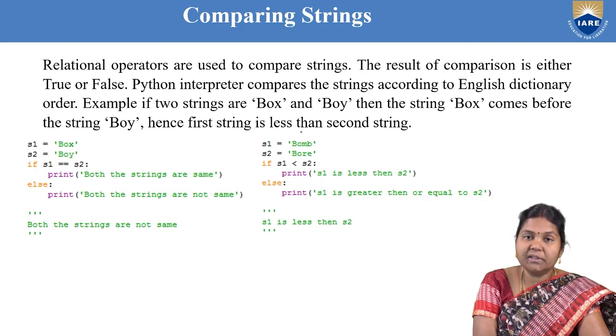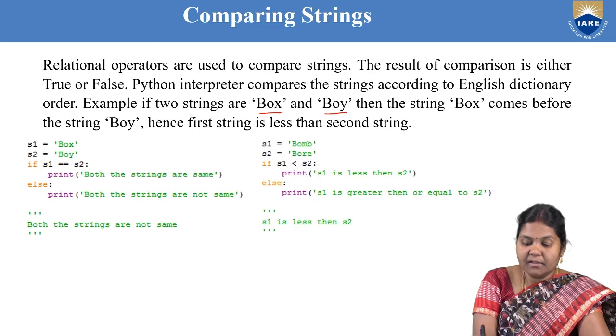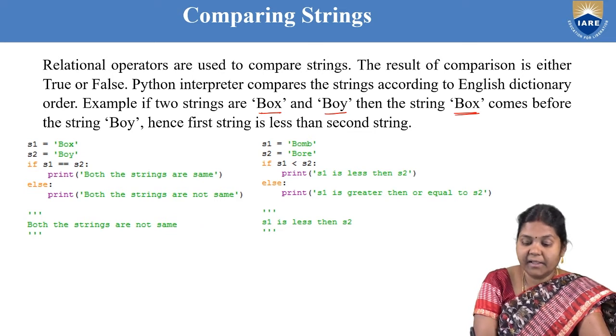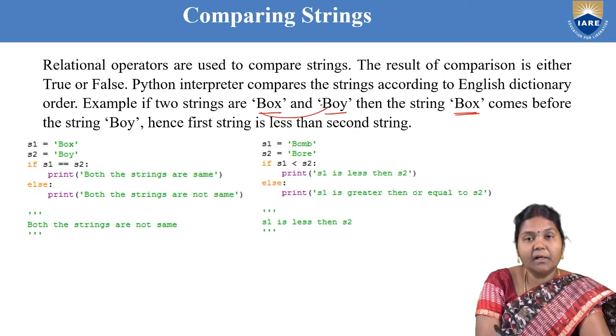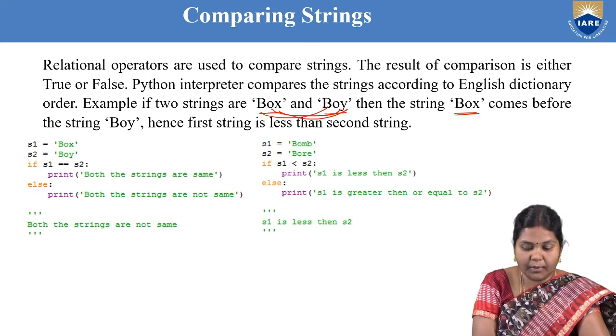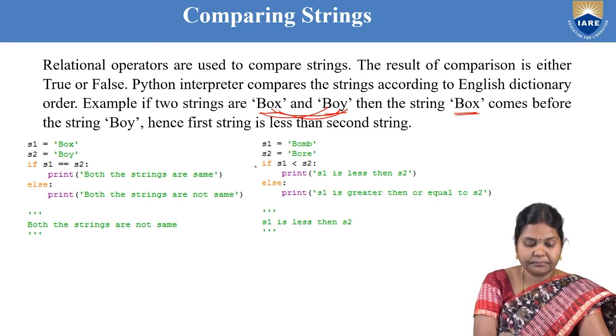Now if there are two strings, one string is box and one string is boy, then the string box comes before the string boy. Why? Because it will check character by character. The first characters B and B are matching. Then in the dictionary order, O and O are same. But if we see X and Y, then X appears before Y. That's why the string box comes before the string boy. So we can say that the first string is less than the second string.